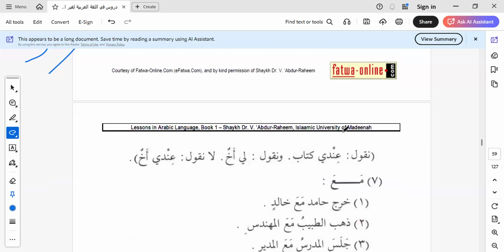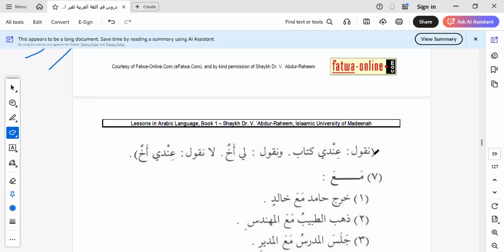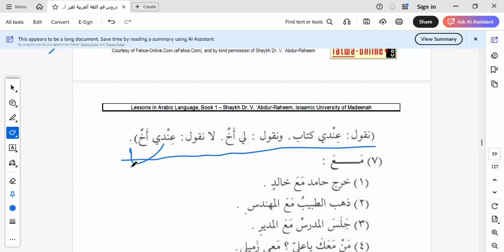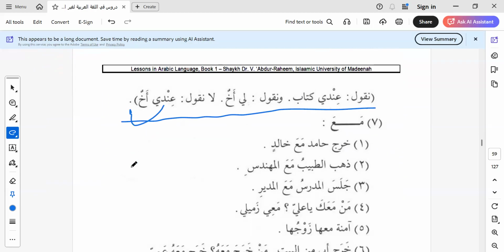Yes. So they also give us here, Nakulu indi kitab. You say, I have a book. Wa Nakulu li akhun, I have a brother. La, Nakulu indi akhun: you don't use the indi for akhun, that I have a brother. The moment the brother is in your possession, the moment that thing is in your possession. But it can be used otherwise, interchangeably, with the examples and situation that I just gave.